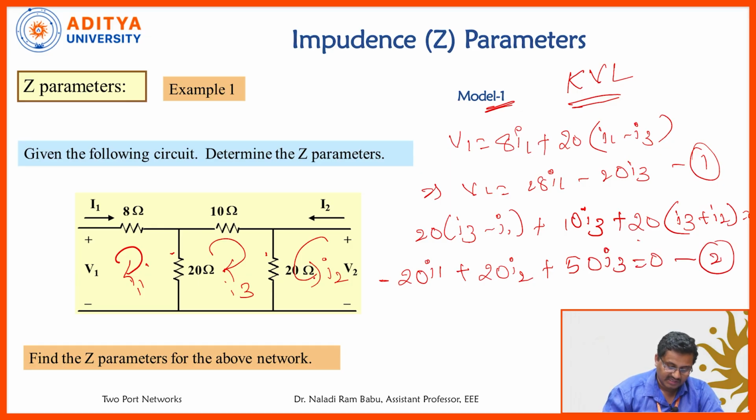If you observe, the complete expression should be in the form of V1, I1, V2 and I2, and I3 shouldn't be there. So here I am removing the I3 part.